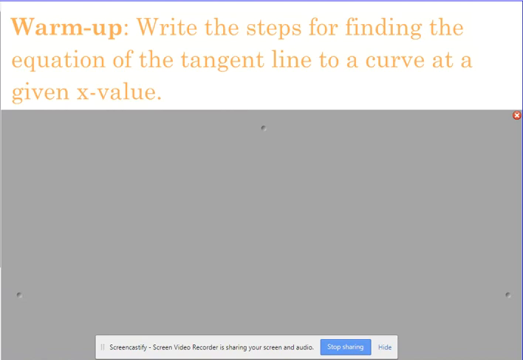Okay, before we look at one more tangent line problem, I want you to take a second and write down the steps for finding the equation of the tangent line to a curve at a given x value. I don't want you to look back at your notes unless you absolutely have to. Pause the video for a second, and when you come back, I'll have my answer uncovered.